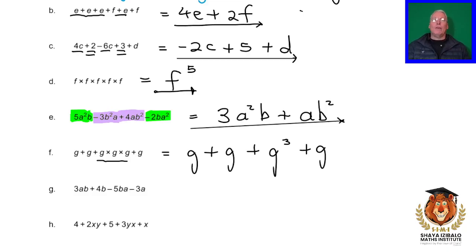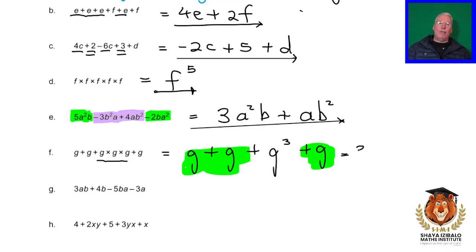Okay, now which of these terms are like? In fact, these are like. But they're unlike with the G cubed. So let's combine the like ones. G plus G plus G, 3G, and G cubed. Okay, that's the final answer.